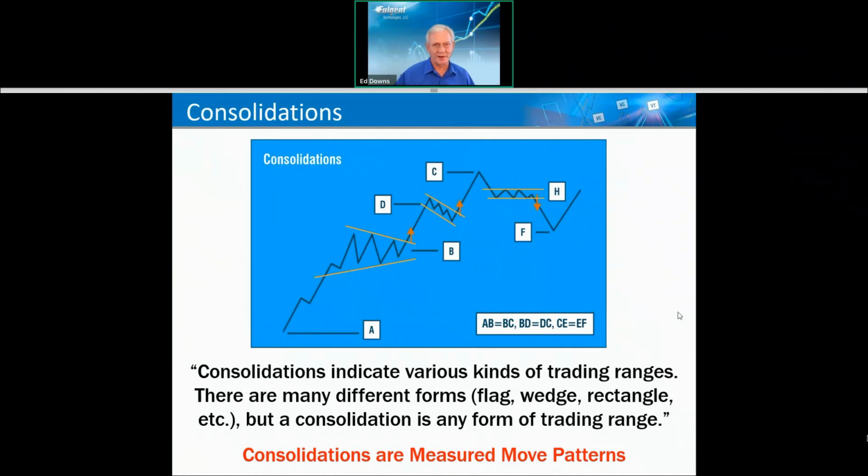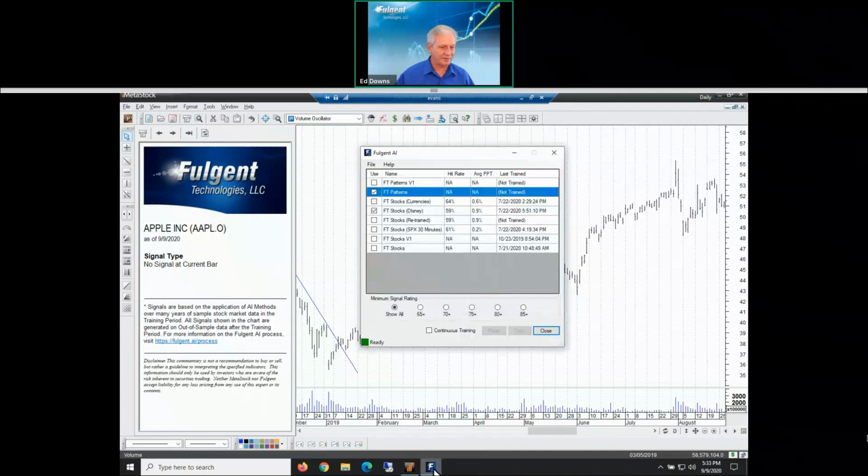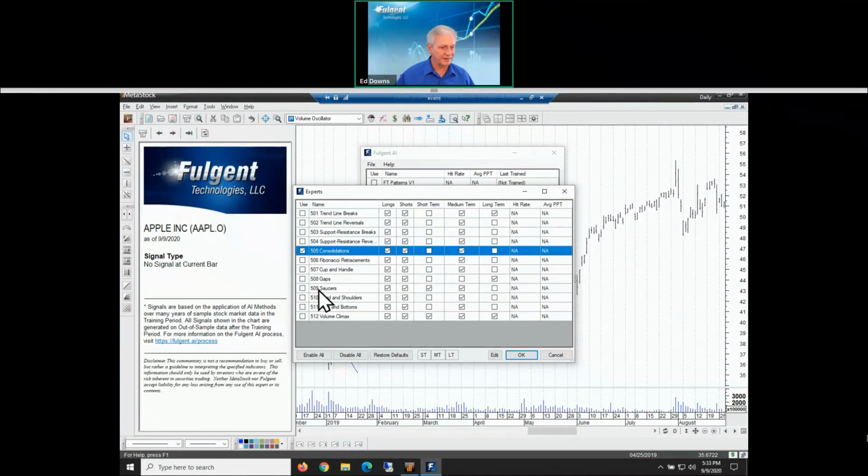Okay, and it doesn't matter what kind. It could be a wedge, a triangle. It doesn't matter. It's just any battle between buyers and sellers that forms a range after a move. Let's go back in here again, and we'll look at that pattern. So patterns and consolidations. I'll turn that on. Okay.